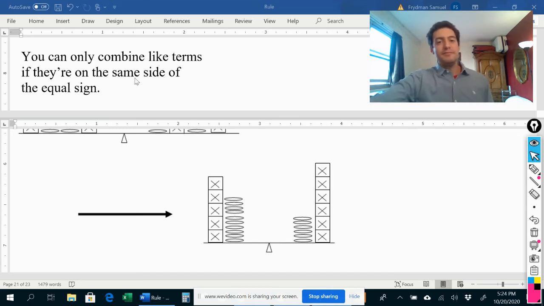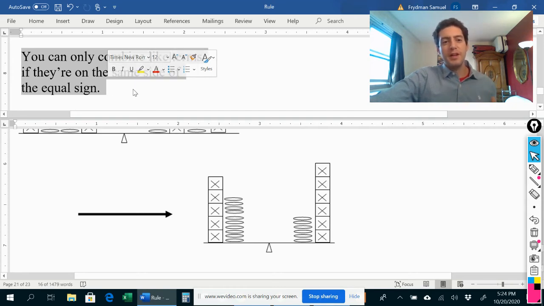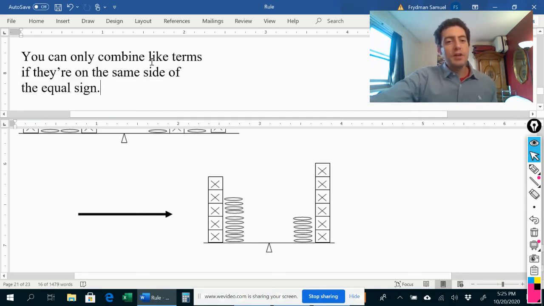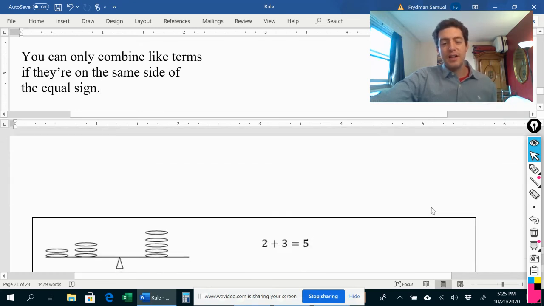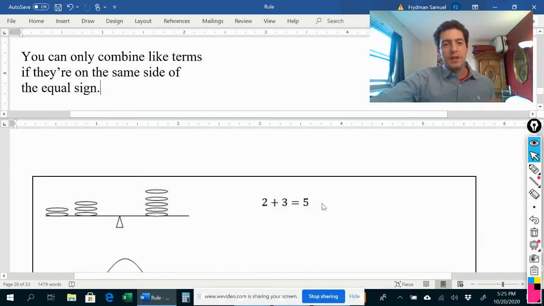But let's go back to what I said over here, because I've been talking so long, you probably forgot the whole point that I was trying to make. You can only combine like terms if they're on the same side of the equal sign, not different sides. So let's look at an example where I'm going to try to combine things that are on different sides of the equal sign, and I'm going to run into trouble.